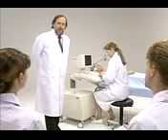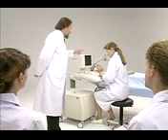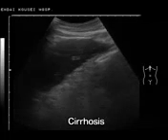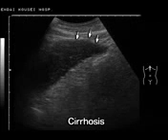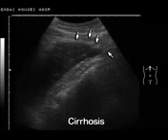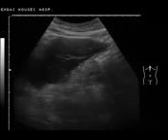Now, shall we discuss images obtained with the probe at this position? This is the clinical data of a case of cirrhosis. We see that the hepatic surface is irregular and the hepatic margins form obtuse angles. The echoes from the hepatic parenchyma are sparse and high.